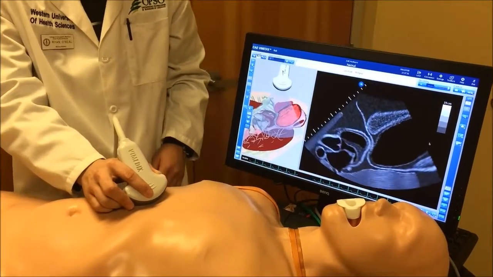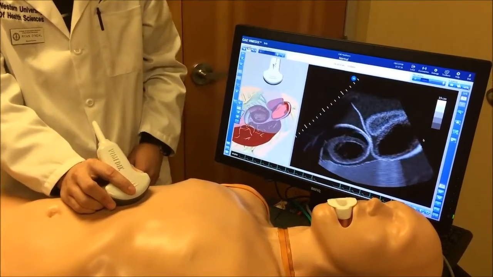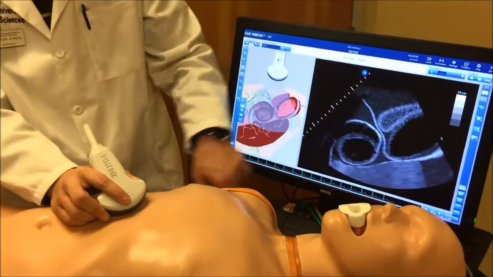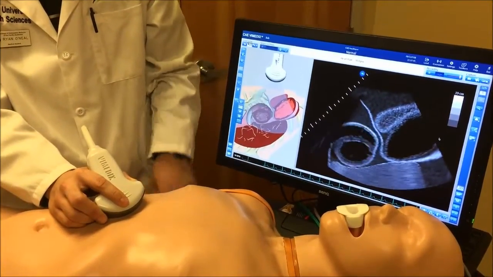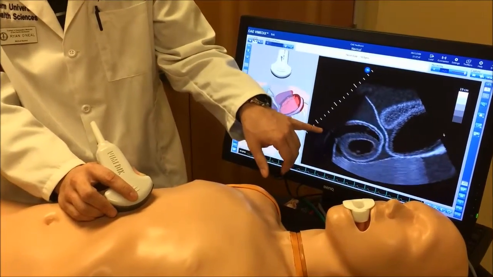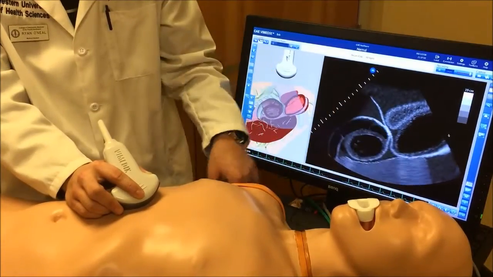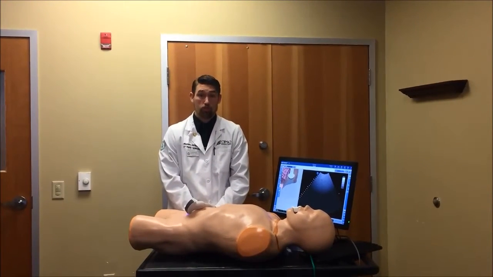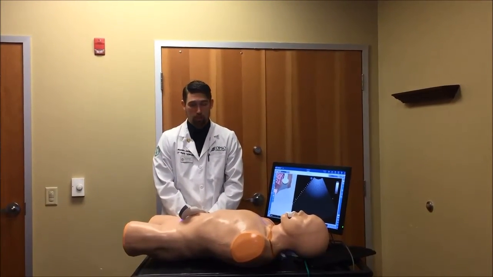We will continue to tilt caudally until we visualize the pulmonary valve. The pulmonary valve will be indicated because blood will be pumping from the right ventricle through the pulmonary veins. The heart can be examined in high resolution using the subxiphoid view on the ultrasound simulator.